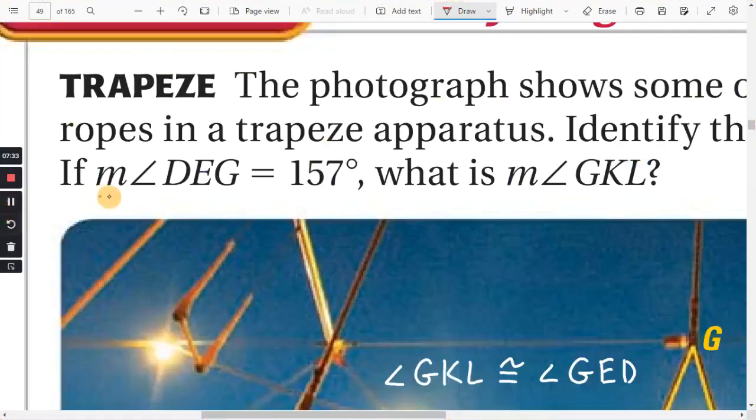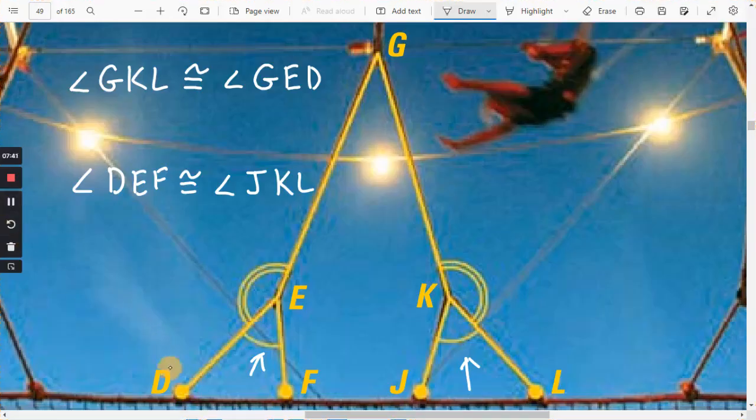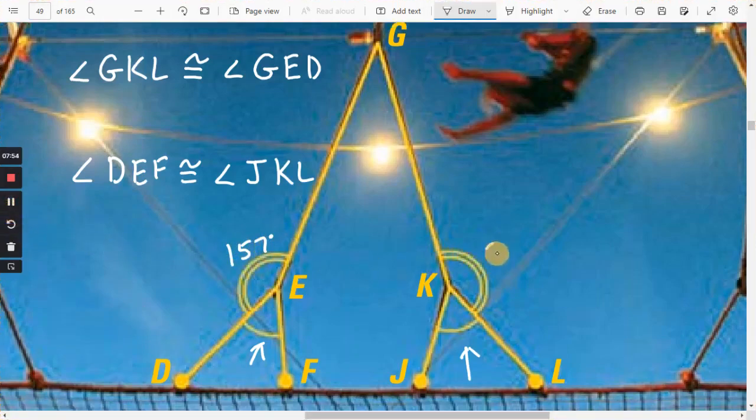Now it says measure of DEG is 157. What is the measure of GKL? Let's see. So they said DEG right here is 157. And they want to know the measure of GKL. That's this one right here. Okay, and clearly we see that this has 2 marks and this has 2 marks. So if this one is 157, the other one is also just going to be 157. And that's in degrees.